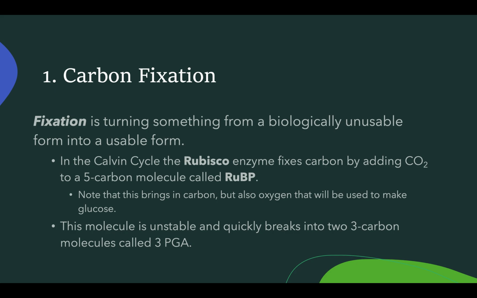Also file away, please, that in addition to bringing in the carbon, which is what we focus on a bunch in this cycle, it's also bringing in the oxygen from carbon dioxide. So while the oxygen in the atmosphere comes from the splitting of water in the light reactions that we already talked about, the oxygen in glucose comes from carbon dioxide during this process. That is a tricky thing that I do see asked about. So you should know where the oxygen comes from for glucose and for the atmosphere.